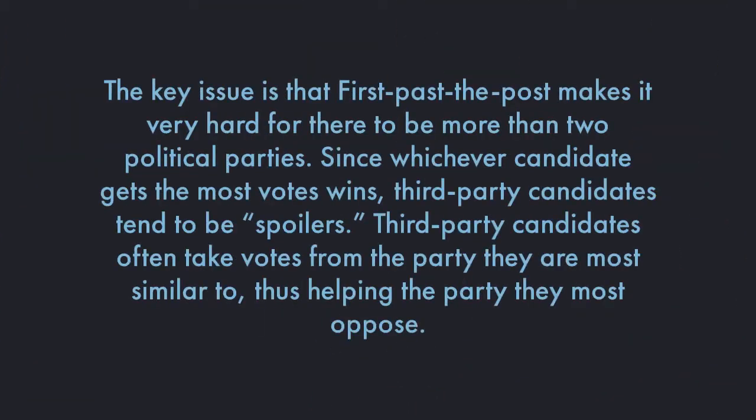First past the post is a very simple system that worked great in pre-electronic times. Each district holds its own elections, and the elections and all the ballots are very local. The local representatives then go to the state or national legislature, take their seats, and begin legislating, begin governing. But there are some inherent flaws to the first past the post system. The key issue is that first past the post makes it very hard for there to be more than 2 political parties. Since whichever candidate gets the most votes wins, third-party candidates tend to be spoilers. Third-party candidates often take votes from the party they are most similar to, thus helping the party they most oppose.